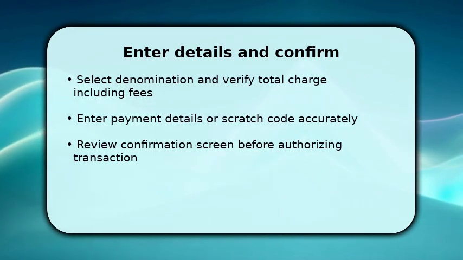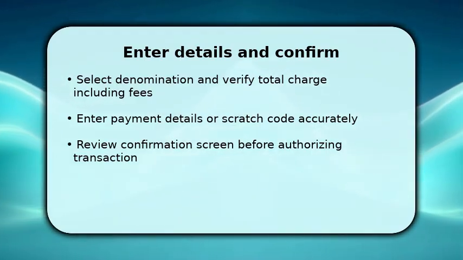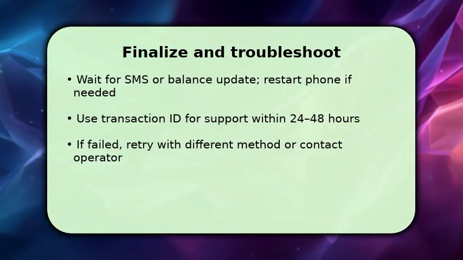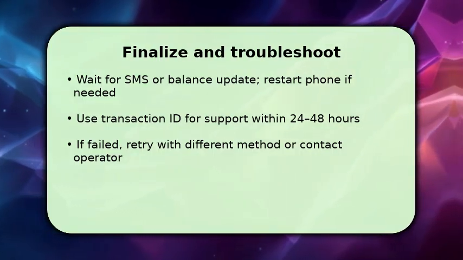After authorization, wait for a success message or transaction ID. Keep that for records, because it helps if a follow-up is needed. Finish by checking for the SMS confirmation and a balance update. If the new credit doesn't show, restart your phone and check again.